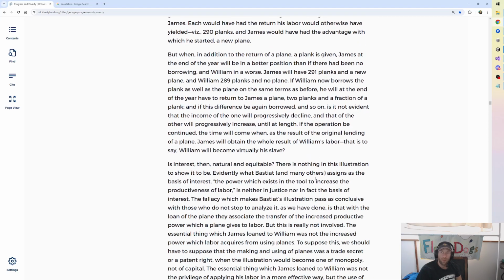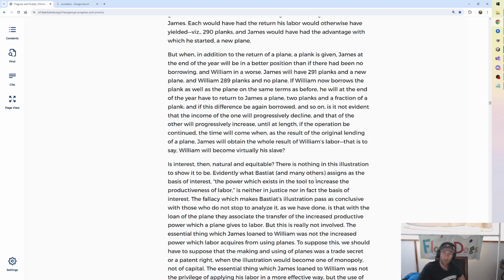But when, in addition to the return of a plane, a plank is given, James, at the end of the year, will be in a better position than if there had been no borrowing, and William in a worse. James will have 291 planks and a new plane, and William will have 289 planks and no plane.